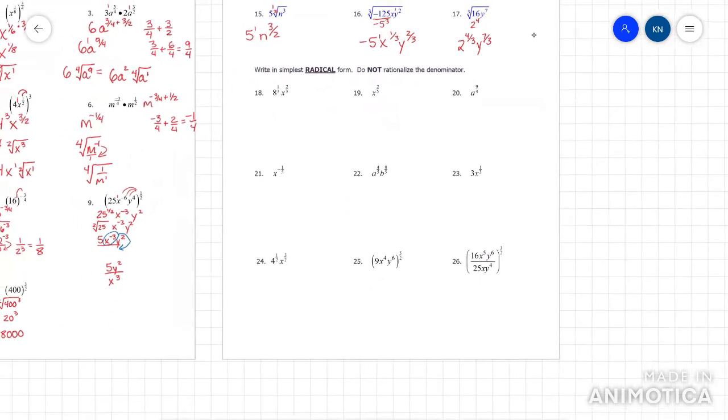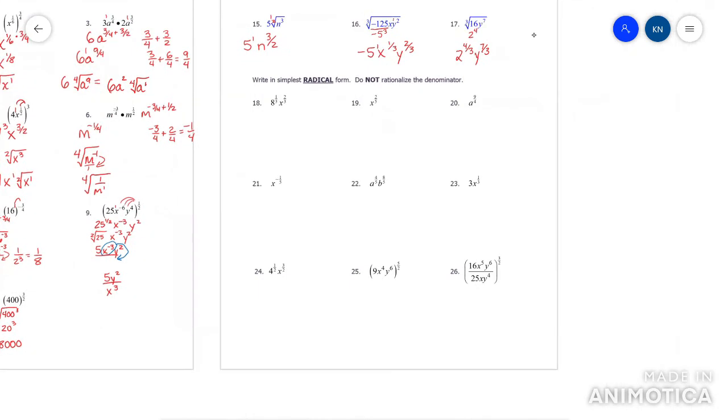Okay, now they want me to write these in radical form. So they want it with roots. So this one, I don't want to write that big. This one would be the cube root of 8 to the 1, x to the 2. And then you could even go further here. The cube root of 8 is 2. So it's like a 2 to the 1 out front with the cube root of x squared still in the root. The next one's super easy.